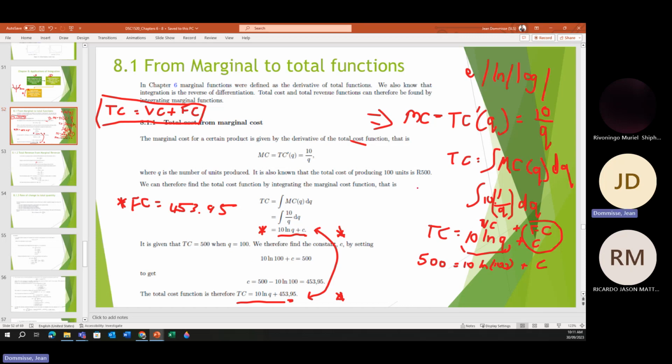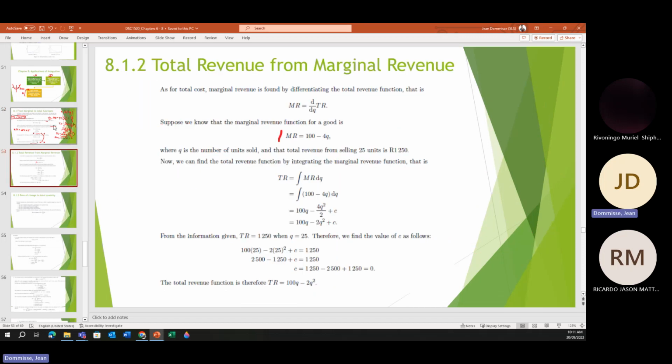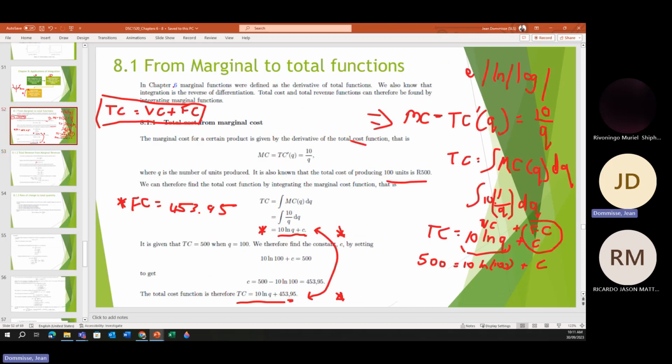Most likely when they give you information, you will need to use it. But again, we have seen in some examples, they give you so much information that you're definitely not always using all the information. Cool. So that was when we moved from marginal to total revenue or total function with a ln function.